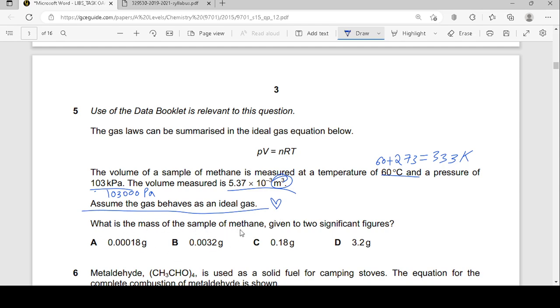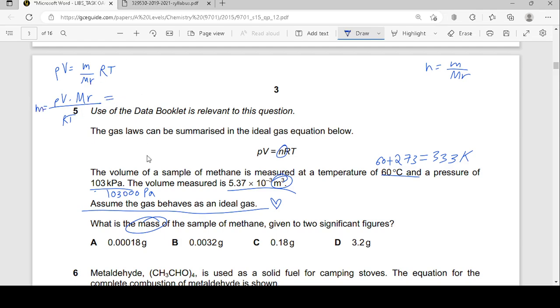Okay, now what is the mass of the sample of methane, given to two significant figures? So we know that n equals m over Mr, right? In this equation, we have n, so instead of n we can write m over Mr, because we're supposed to find the mass. We have to have the mass term in the equation. I like to do it like this, or you could separately find the moles first and then substitute that into the equation. But I prefer to just substitute the variables into the equation, then rearrange it and input the values. So anyways, now we can rearrange it to be PV times Mr, over RT, equals m, okay? That's the equation I get.